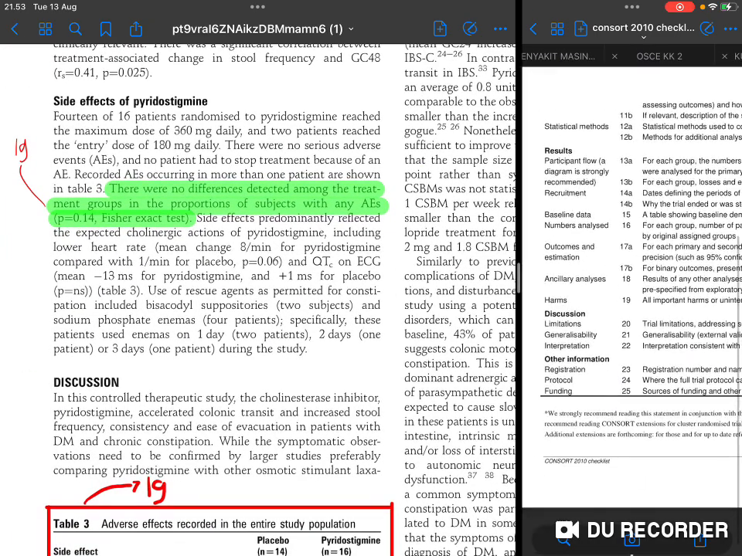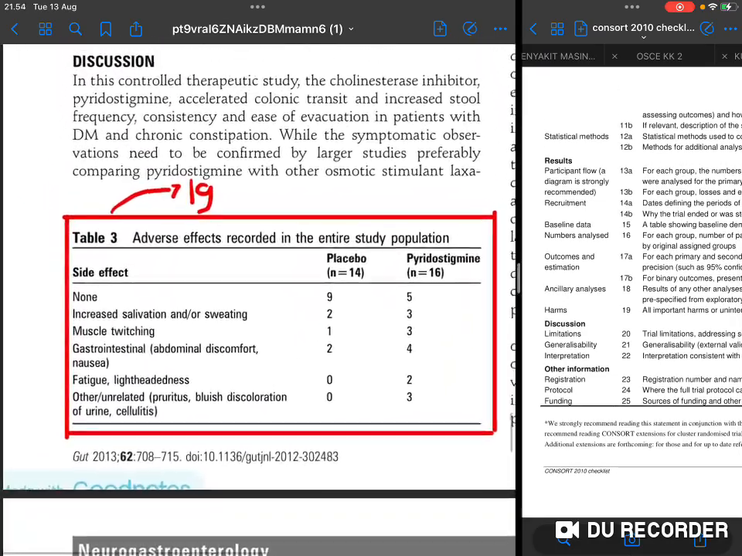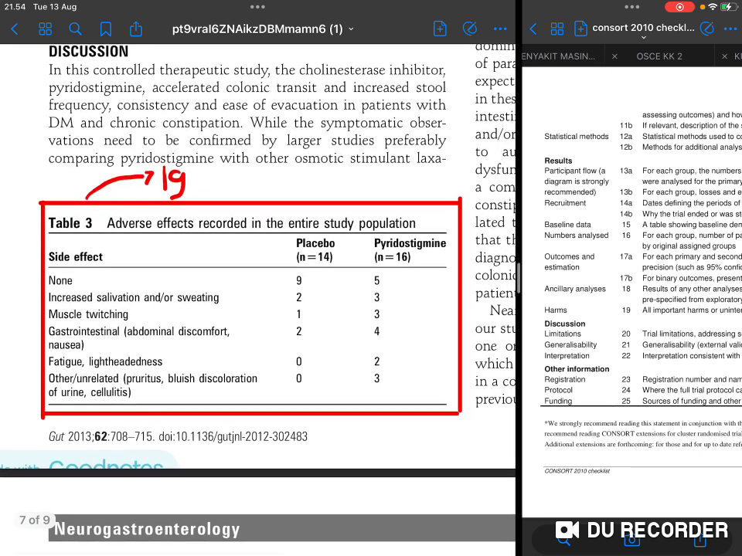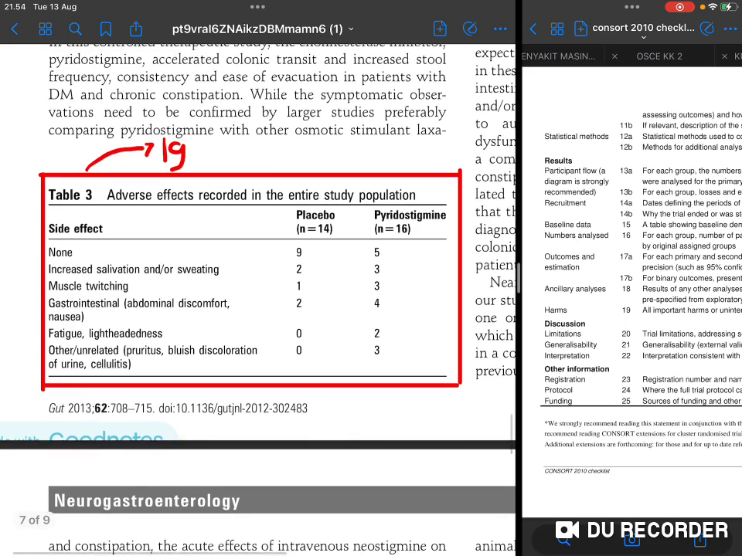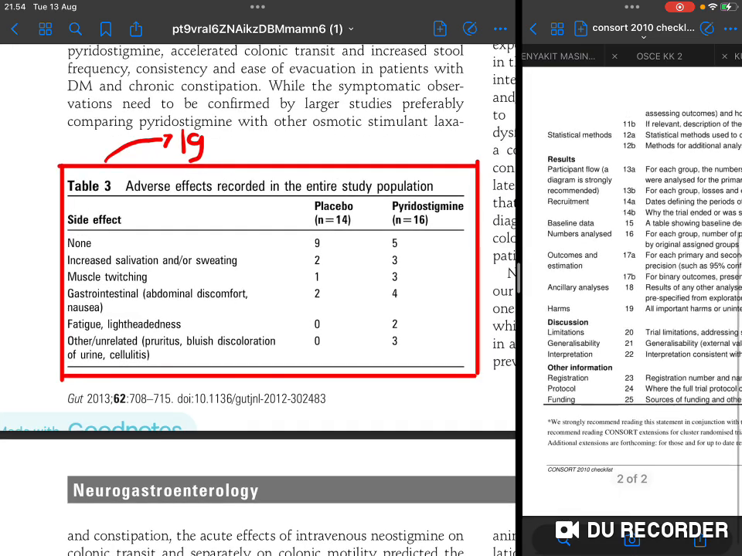And then it's also stated in the table, adverse effects recorded in the entire study population. This is the list of side effects. As you can see, there's muscle twitching and then gastrointestinal and then lightheadedness and so on.